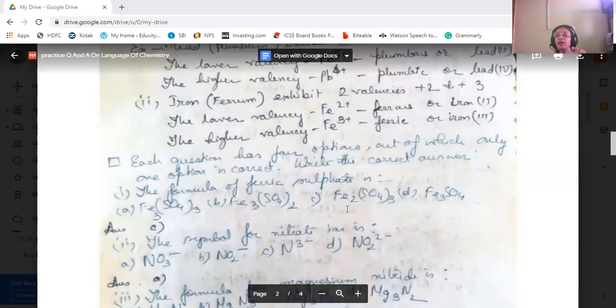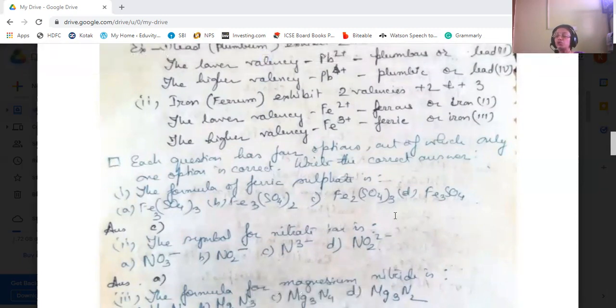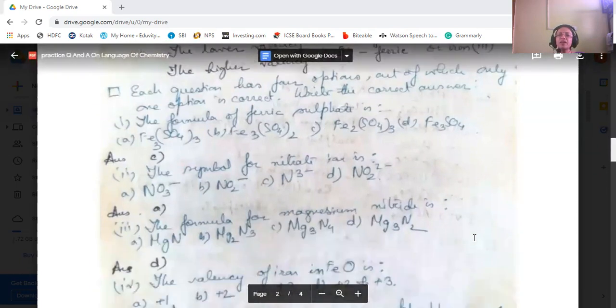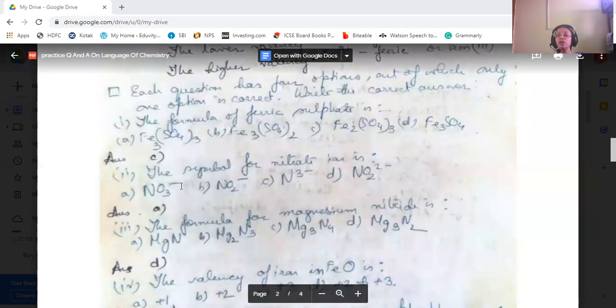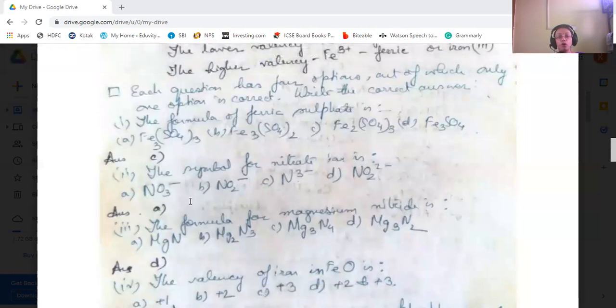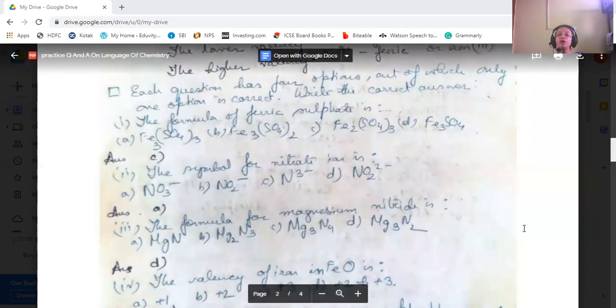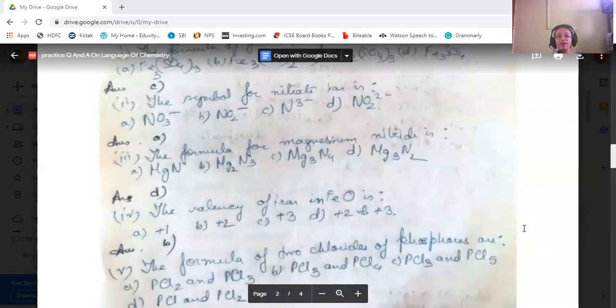So the correct option will be Fe2(SO4)3. Okay. Next, the symbol for the nitrate ion. Nitrate radical is NO3, and nitrate ion has a valency of 1. As it is a negative radical, NO3 minus will be the symbol of the nitrate ion.